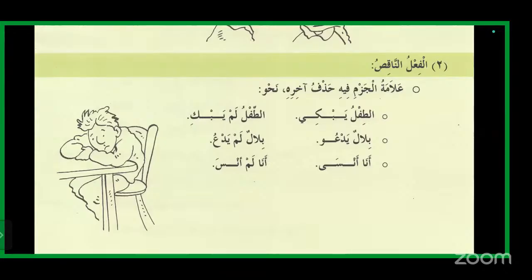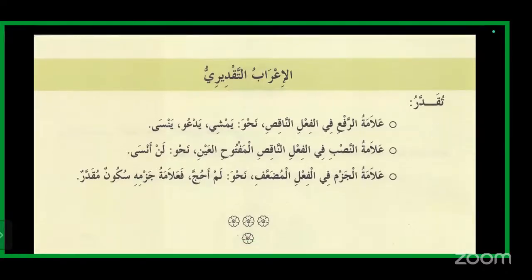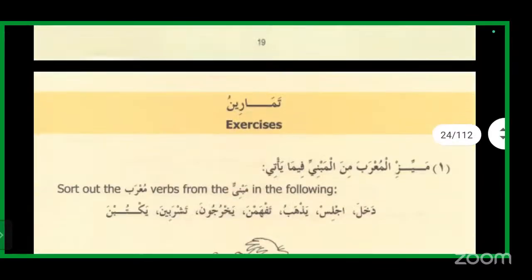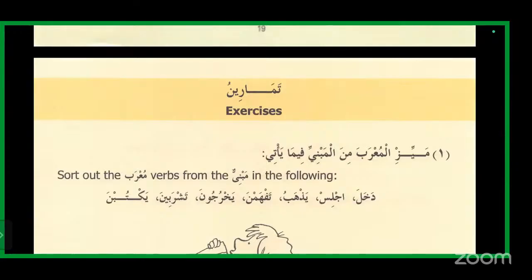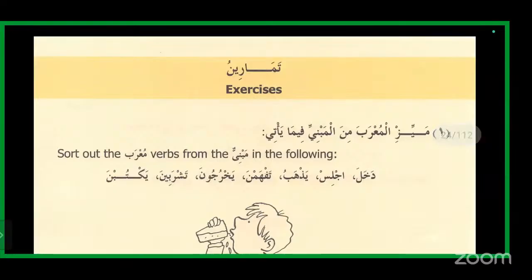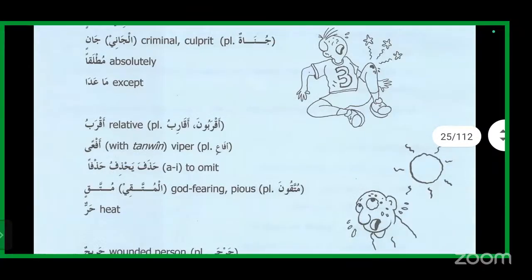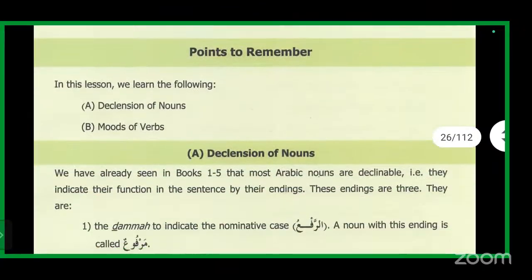In the last lesson we read about ismul manqus. Ismul manqus, hazi, muhami, right? So here we have got the fi'lul manqus. Then we move on to i'rabul taqdiri. Last time we studied the i'rabul taqdiri for ism. Now we do it for fi'l, and then again we have got tamarin. These tamarin are for the i'rabul fi'l. Then we got the vocabulary, and then we have got the points to remember for the whole lesson.